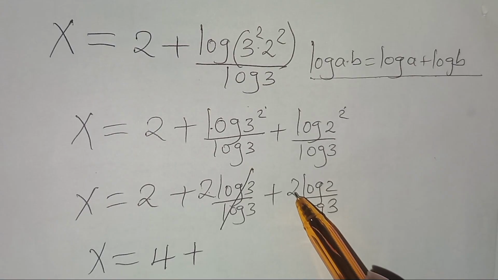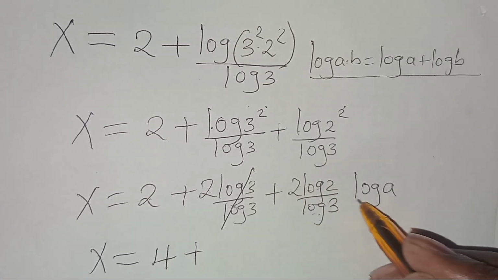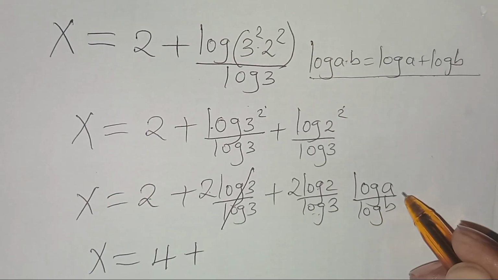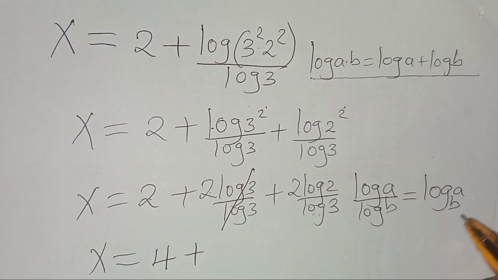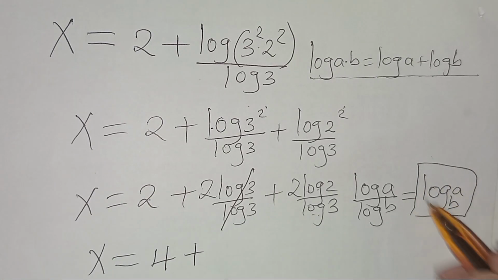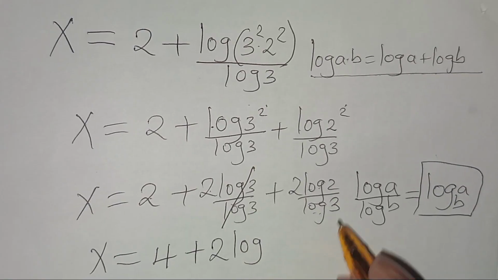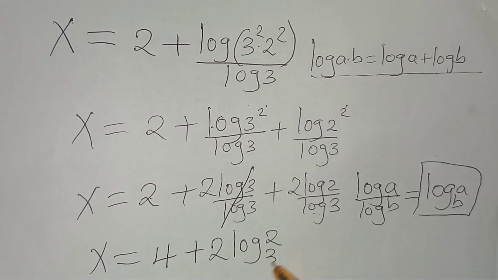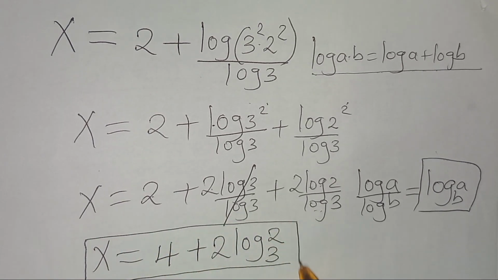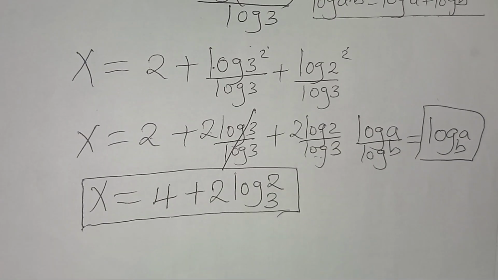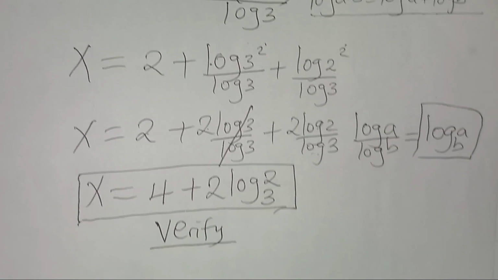plus 2 log 2 divided by log 3. Now log 2 divided by log 3 is in the form of log a divided by log b, which we can transform as log a to base b. Applying this particular property, we'll have 2 log 2 to base 3. Now this is the value of x. Now, let's verify that this value of x actually satisfies the equation.